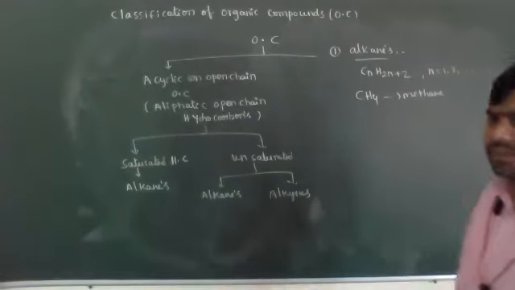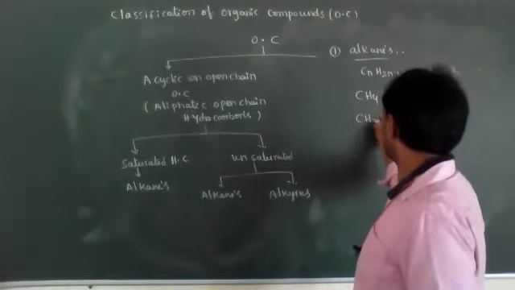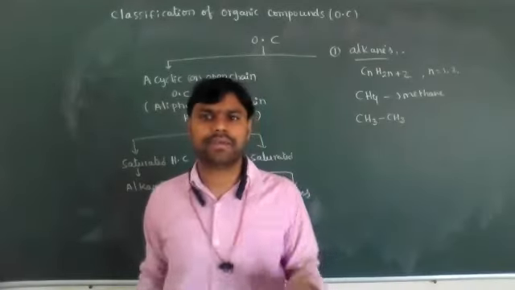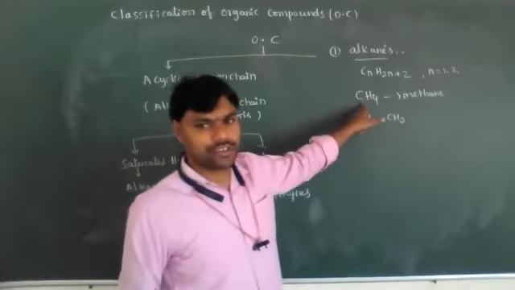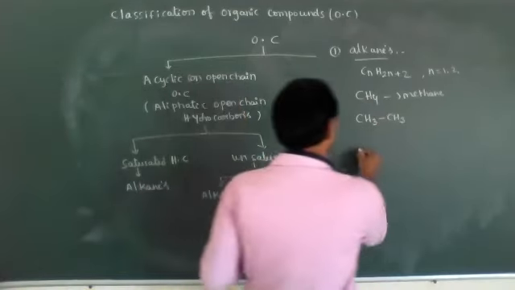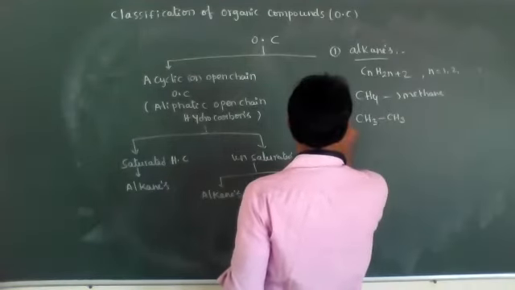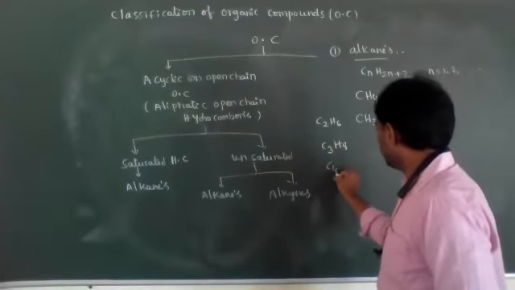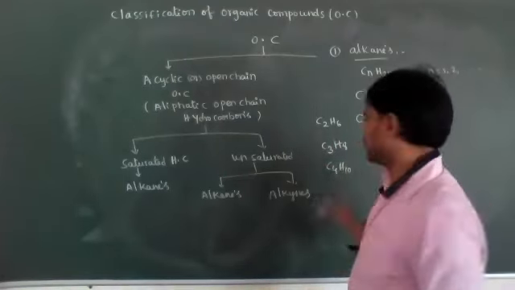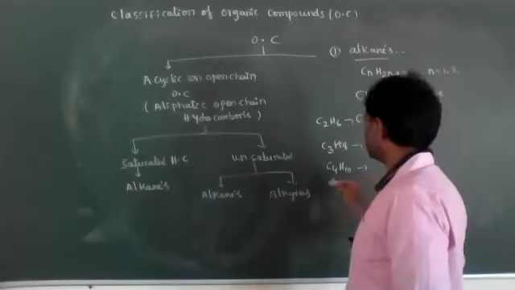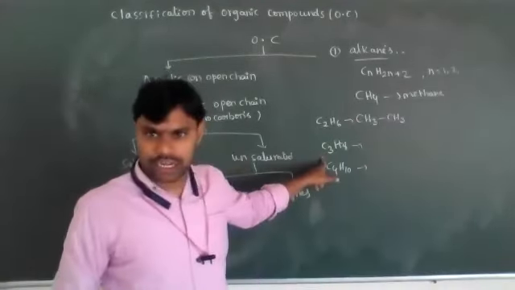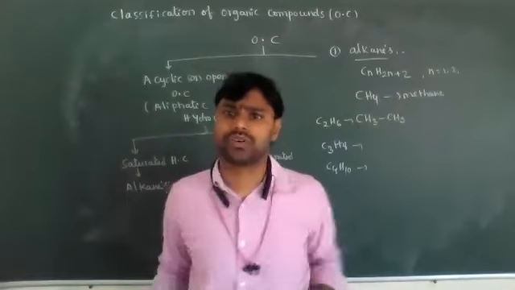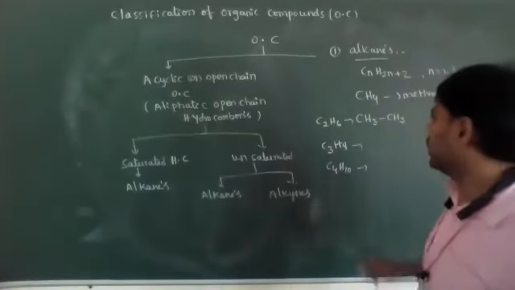The simplest alkane is methane. Then ethane, CH3-CH3. In lower classes, maybe you studied CH4, C2H6, C3H8, C4H10, like that. But in higher classes, you don't remember this molecular formula. The alkanes general formula is CnH2n+2, where n starts from 1, 2, 3.